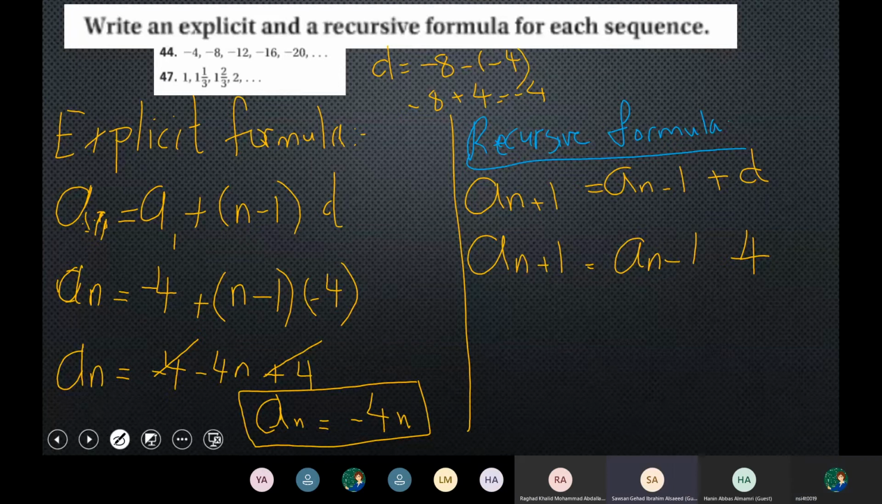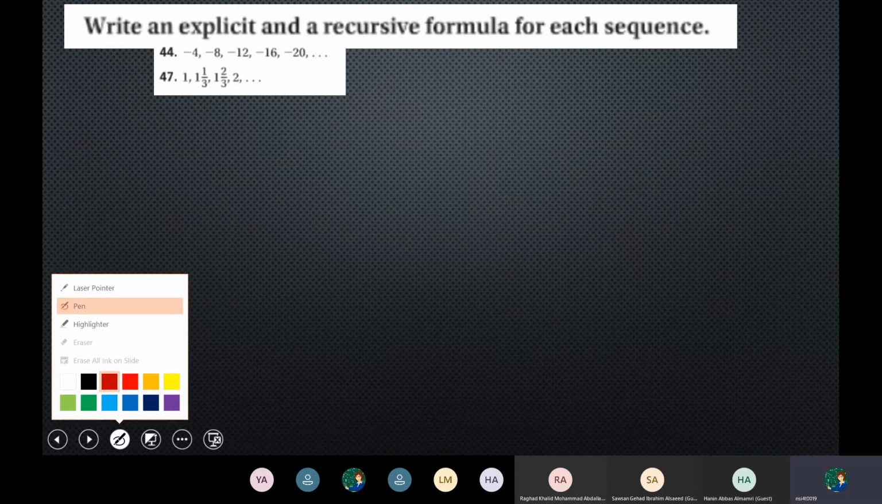Teacher, wasn't it a sub n is equal to a sub n minus 1? Yes, so a sub n is a sub n minus 1 minus 4. This is the recursive formula, whereas it depends on the previous term, but a sub n for the explicit formula depends on n. Thank you, Yara. Now let's solve number 47.